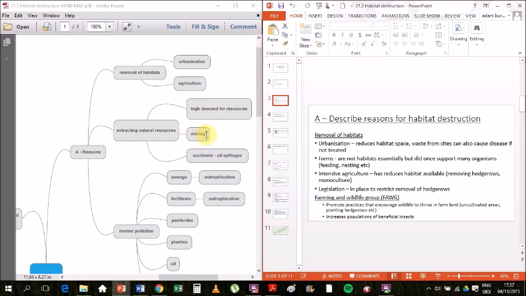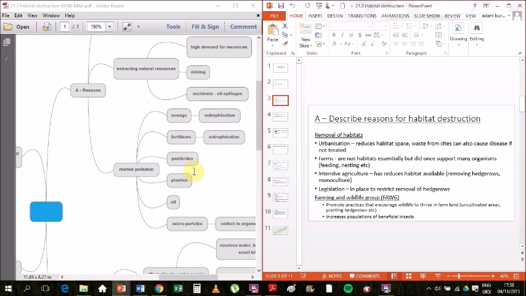You could put deforestation, finding raw materials from forests, drilling into the crust to get oil. These are all processes where we're extracting natural resources. Accidents can happen, like oil spills. Oil spillages whilst trying to extract oil is a major issue that can affect marine life.